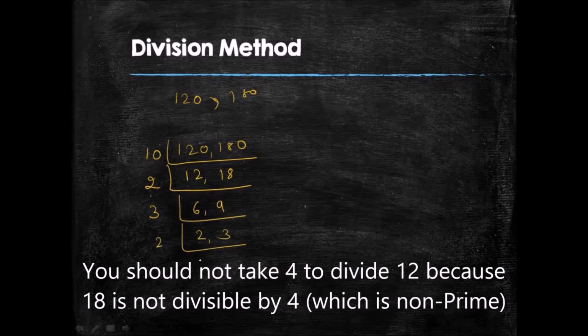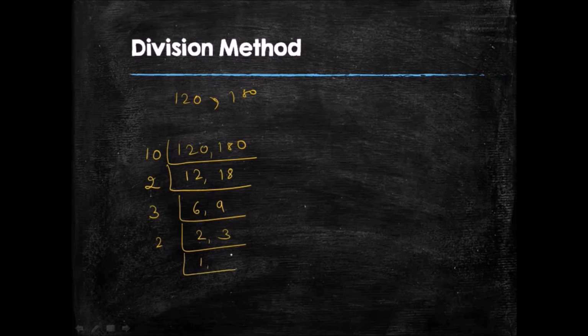And now 2 and 3. So we have to multiply all these numbers to get the LCM. So it would be 10 into 2 into 3 into 2 into 3. And that would be 3 6s are 12, 36 and 360. The LCM would be 360. So this is the fastest method. Try some on your own.